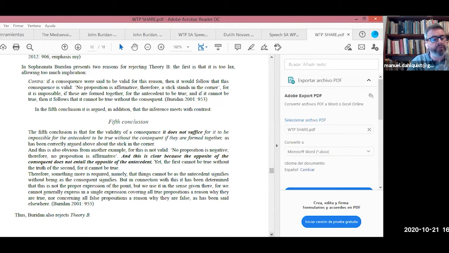In Sophismata, Buridan presents two reasons for rejecting theory B. The first is that if the definition is good, it accepts too much. Buridan complains that the always false proposition, no proposition is affirmative, implies any proposition. No proposition is affirmative, ergo the stick is in the corner.